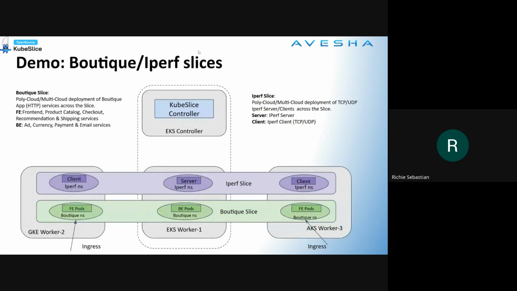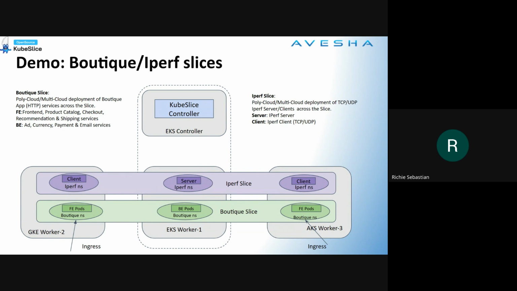So let's go over the demo topology that we have. We have two standard demos set up. One is Iperf, which is basically a client server topology. For the demo, we have deployed an Iperf server that is running in one of the cloud providers, and then we have two different clients which connect to the same Iperf server, but it goes over the slice and establishes this connectivity.